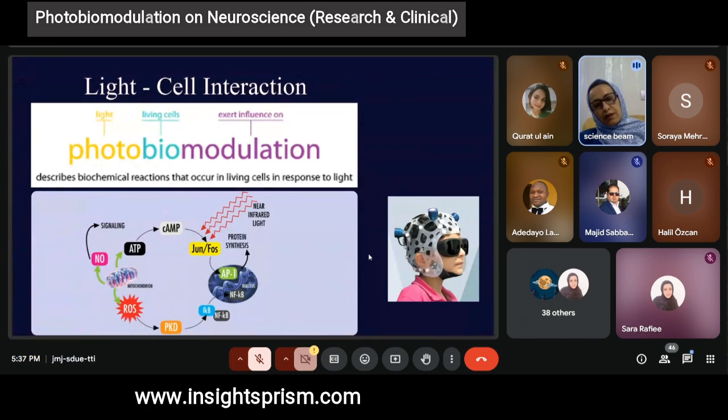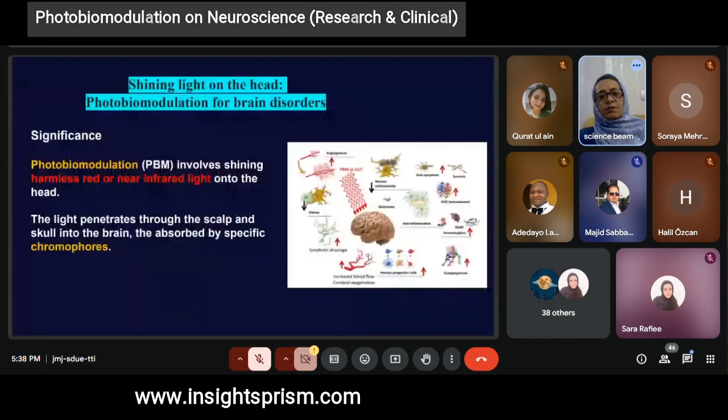You know that every cell has some mitochondria, and mitochondria has some photoreceptor that can absorb the light, and after this absorption, some photochemical reaction can happen, and the outcome can be, for example, increasing the adenosine triphosphate, or regulating the amount of nitric oxide and ROS, the reactive oxygen species.